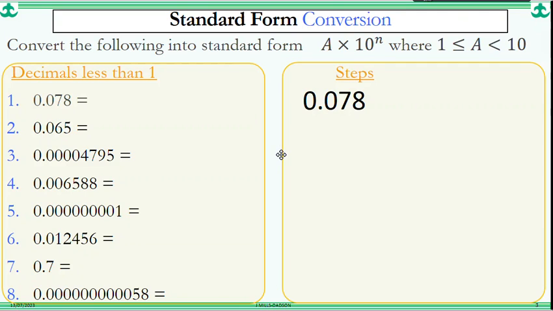Welcome back once again. We continue our lessons on standard form. Over here, we're going to talk about how do we convert decimals, that is less than 1, into standard form.